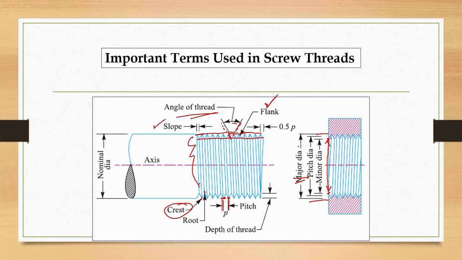And we have a major diameter, generally called the nominal diameter. Major diameter is also termed the nominal diameter, and that is the distance between the two crests on both sides. And the average of the major dia and minor dia is called the pitch dia. Pitch dia is generally the dia which is used for the stress analysis.